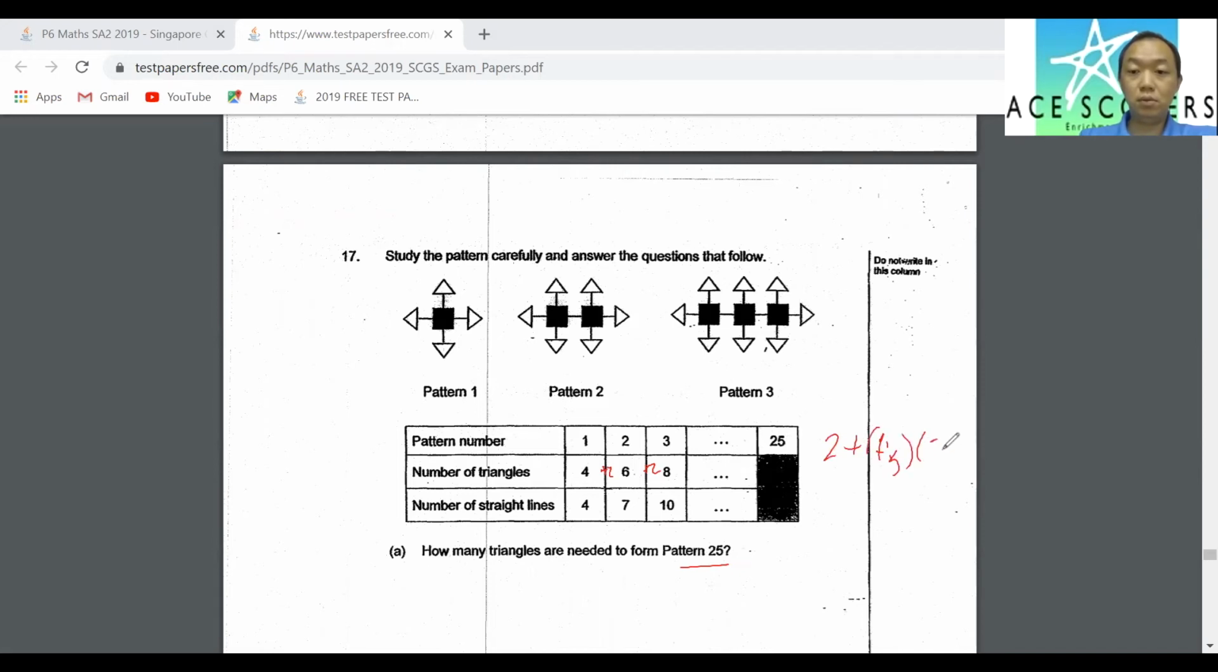times 2. So 2 plus figure times 2, let's test, yeah? Let's say figure 3, I get 8, right? Then figure 25, so it's correct. Figure 25, right? 2 plus 25 times 2 equals 52. Okay, so figure 25 is just 52.